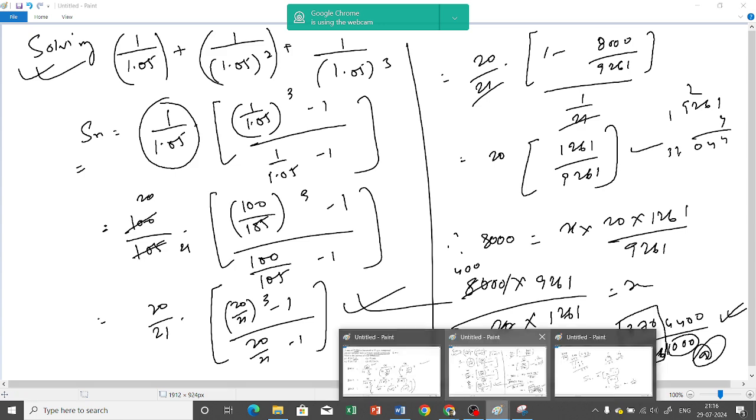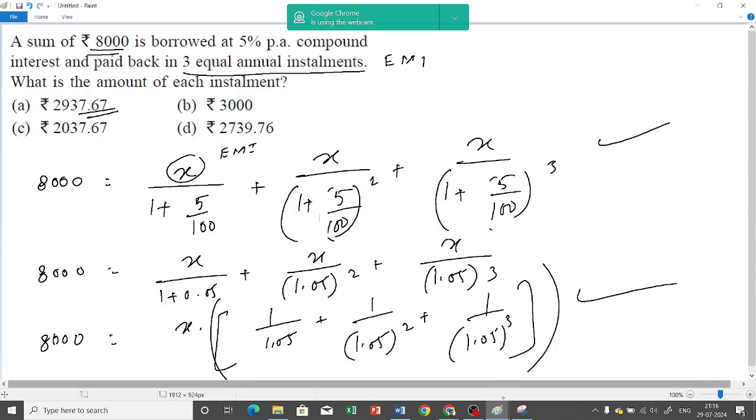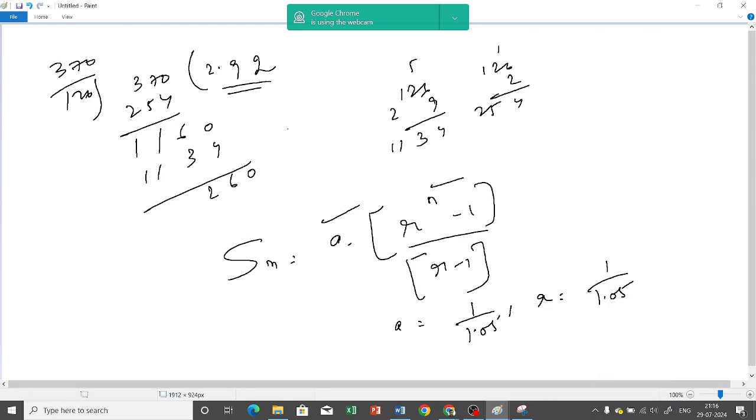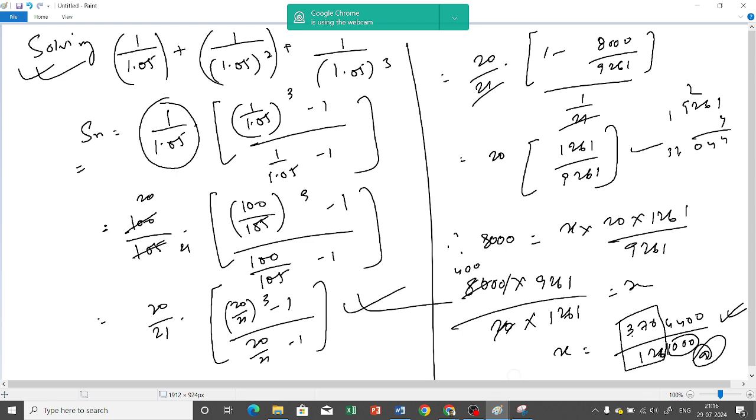Now I put it back into this equation. Okay, and I get x as this big value, and now here I apply the shortcut and I get 2.92. I am giving the shortcut formula. Have you understood this calculation? Yes.